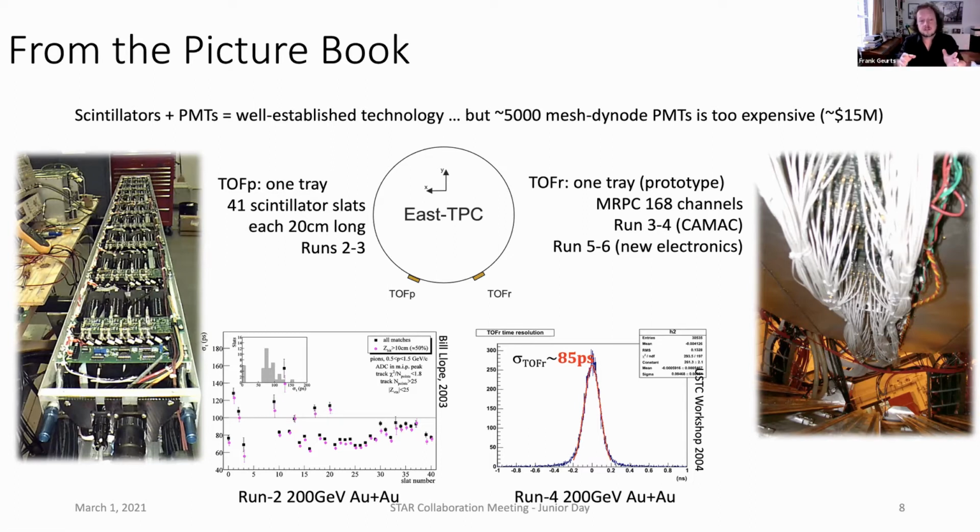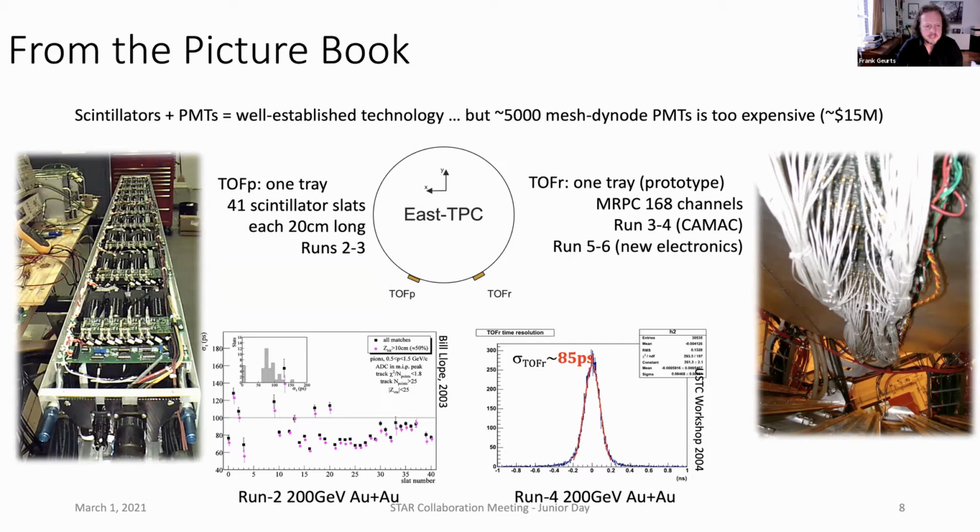From this TOF-P tray, which showed that you can use well-established technology, it was also quickly clear that if you are going to use these scintillators with photomultiplier tubes, these have to be photomultiplier tubes that can operate in a magnetic field. That means you need to look at so-called mesh dynode type PMTs, and they're expensive. If you would look at about 5,000 of them, you already look at the detectors costing more than $15 million, simply because of these PMTs. At least that was 20 years ago.